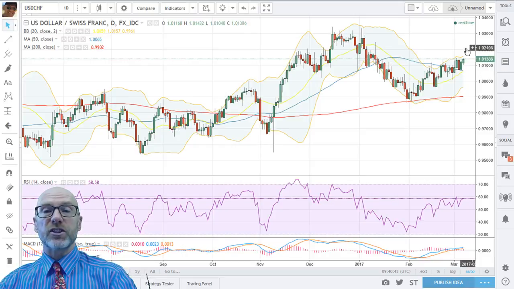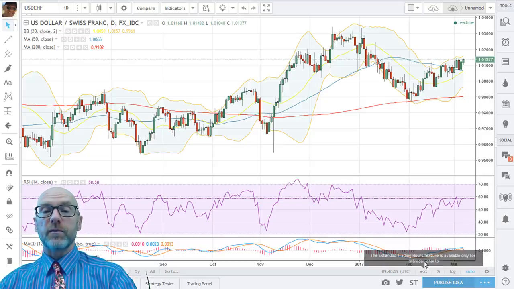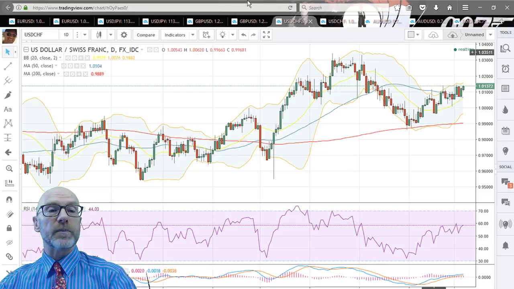I expect the resistances at the 103 level to be tested in the not too distant future. RSI showing positive momentum, presently trading at 58.58, and the MACD, which has been positive from mid-February, still very indicative of a market with upside momentum.